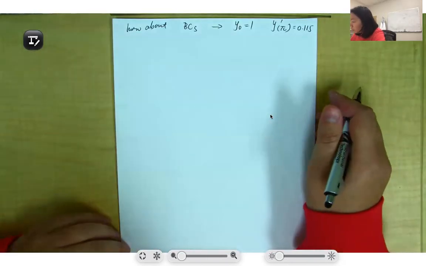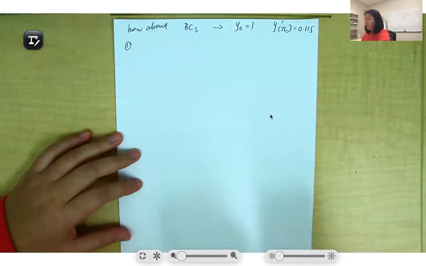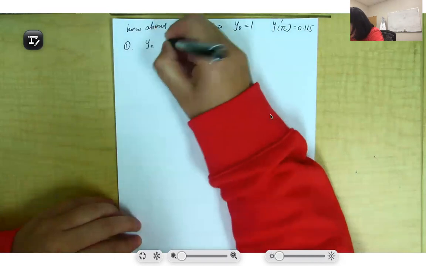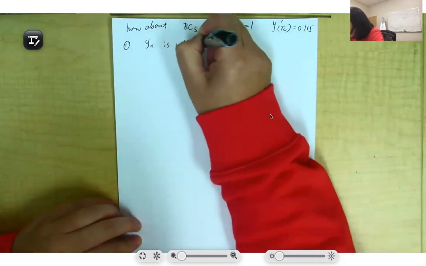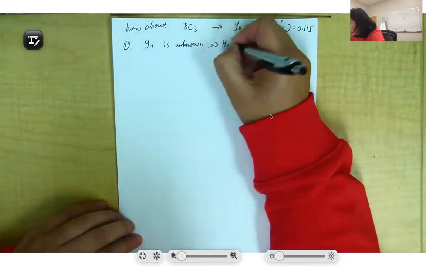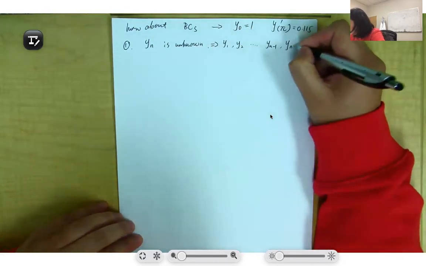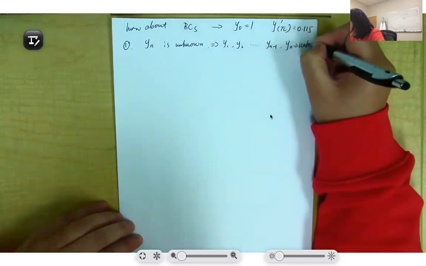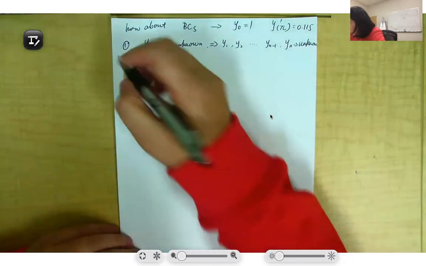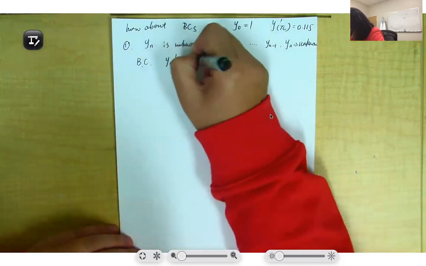And what has been changed? Instead of yn known, you don't know yn now. So yn is unknown as compared to previous solutions. Before, you only had y1, y2 until yn minus 1 unknown. Right now, your yn is also unknown. And for the boundary conditions, you have yn prime equals 0.115.